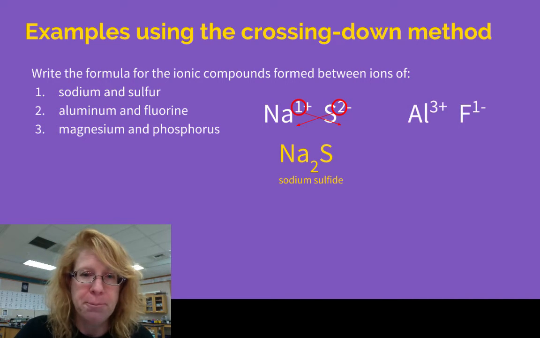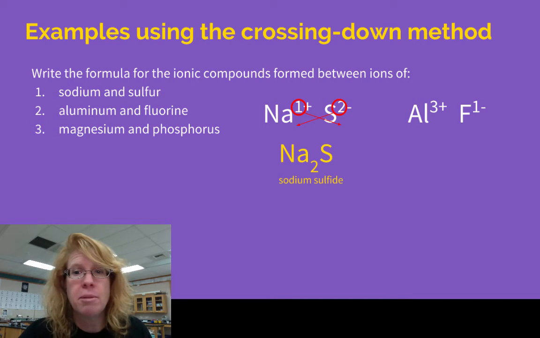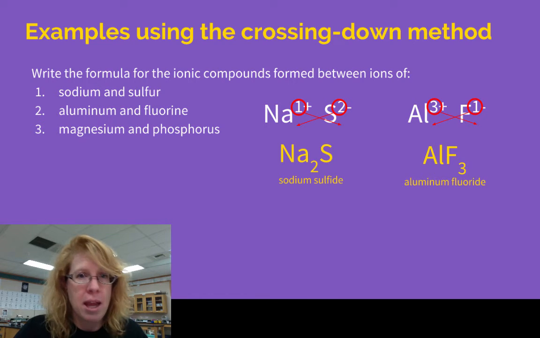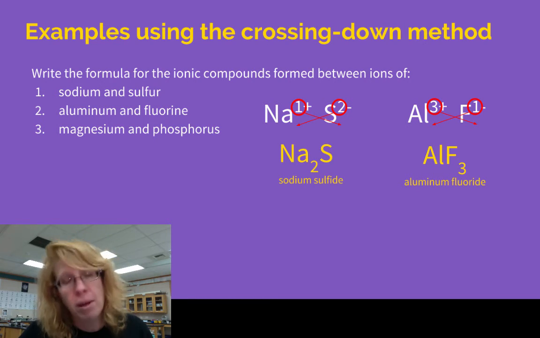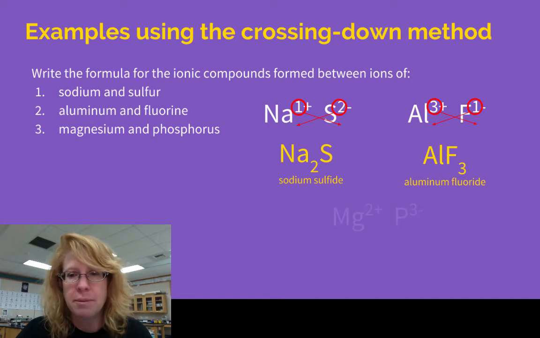Here we go. Okay, so there's aluminum and fluorine. Aluminum is a 3+ from that particular part of the periodic table, and fluorine is a halogen, so it's got a 1- charge. So again, if you cross them down, grab those 2 numbers, stick them down as subscripts on the opposite side, now we get this, AlF3, and that's called aluminum fluoride. There's 1 aluminum and 3 fluorine ions in that particular molecule as it bonds together.